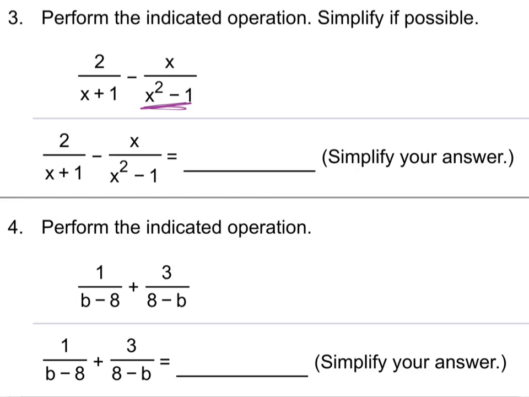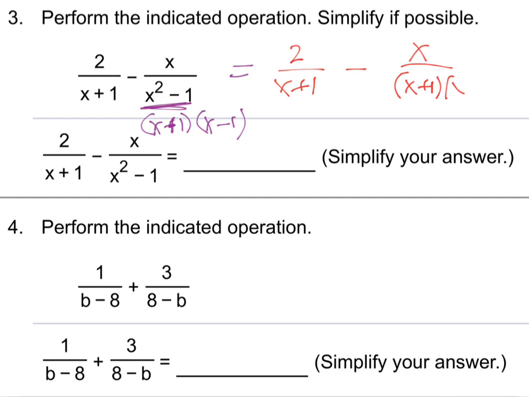So this part right here, x squared minus 1. So how does it factor? Yeah, x plus 1, x minus 1, right? It's the double-double. Is that good? One positive, one negative to make negative 1. We good there? Okay, so then what do we have? So 2 over x plus 1 minus x over x plus 1, x minus 1.